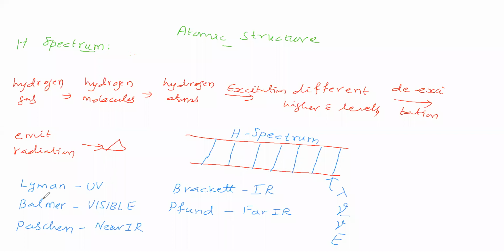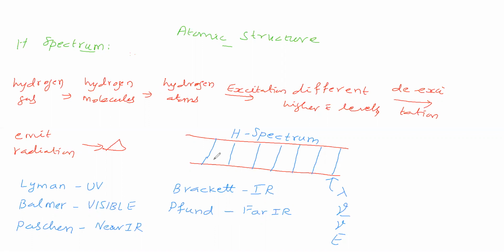See, in the ultraviolet region, spectral lines are present. In the visible region, the hydrogen spectrum contains spectral lines. In the near IR region, spectral lines are present. Therefore, the hydrogen spectrum contains many spectral lines. They come under the Lyman series, Balmer series, Paschen series, Brackett series, and Pfund series.